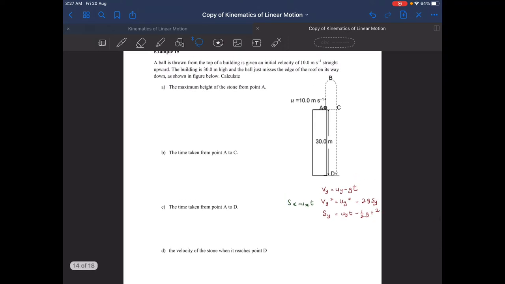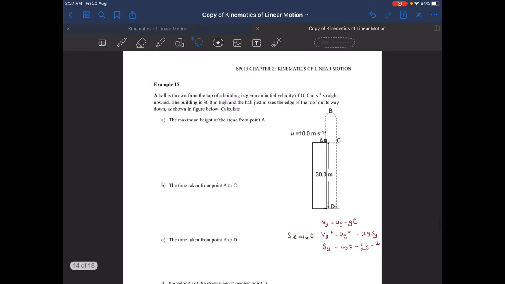Let's try to read the question. A ball is thrown from the top of the building. It's given an initial velocity of 10 meter per second. So we have the ball and then it goes up. So its value is positive 10 ms negative 1, shot straight upward. The building is 30 meter high. And the ball just misses the edge of the roof.